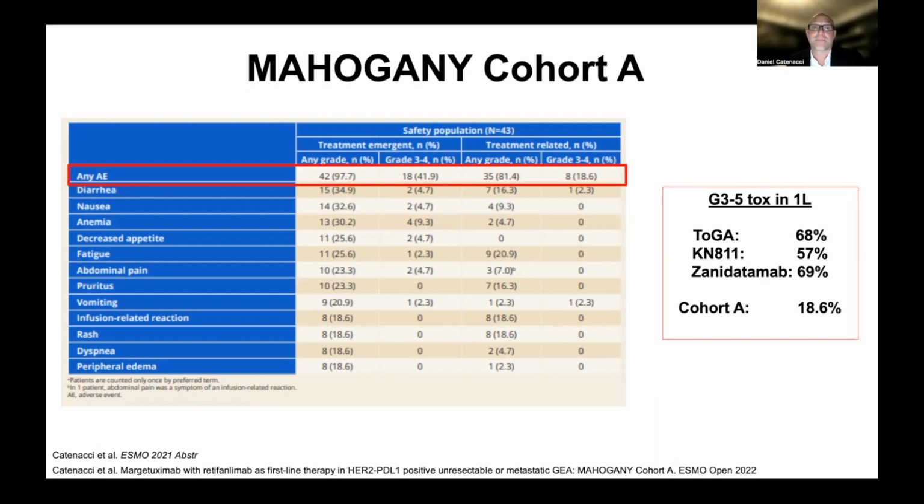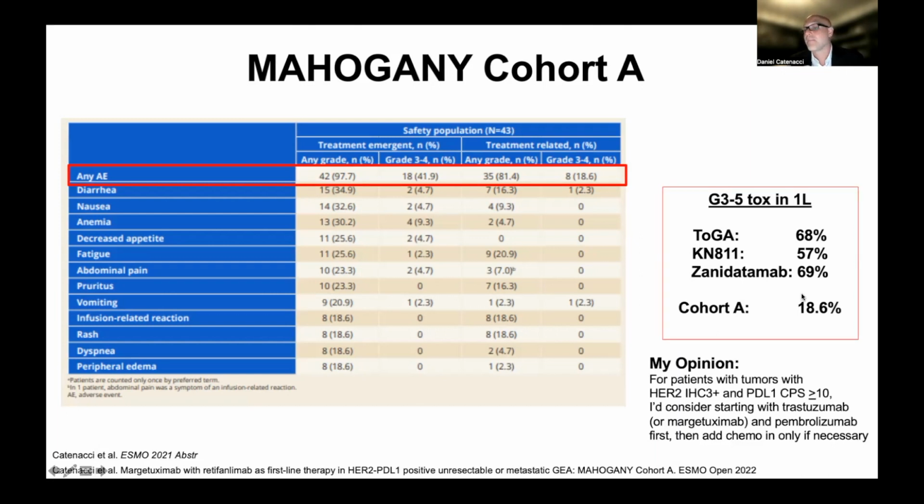If in select patients we don't need the chemotherapy, we can have really good outcomes in the absence of these side effects, and that's something to be aware of. So my opinion here is that in patients that have really high expression of HER2 and really high expression of PD-L1, I would consider starting with trastuzumab and pembro, or margetuximab, which isn't approved in this disease type, but it's available as a consequence of being approved in breast cancer. And if one could get it, then one could do that.